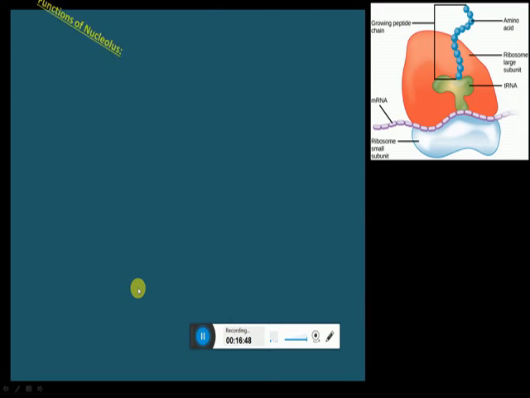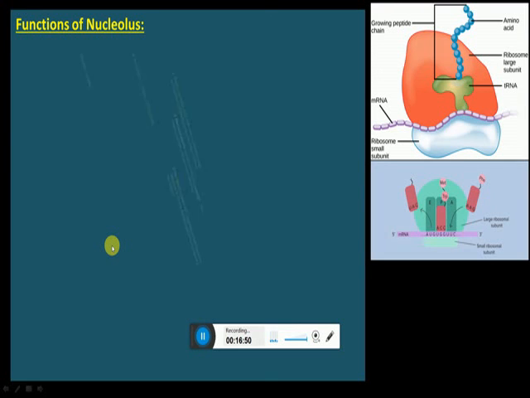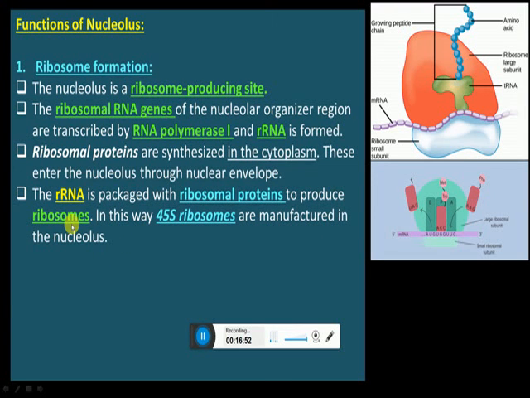Then we are moving on to the functions of the nucleus as a separate part, as it is asked for short notes. First point, that is ribosomes, how the ribosomes are formed in the nucleolus. It is important from the point of view of examination. The nucleolus is the ribosome-producing site. Ribosomal RNA genes of the nucleolar organizer region are transcribed by RNA polymerase I into rRNA, and the nucleolus transcribes the genes into ribosomal RNA.